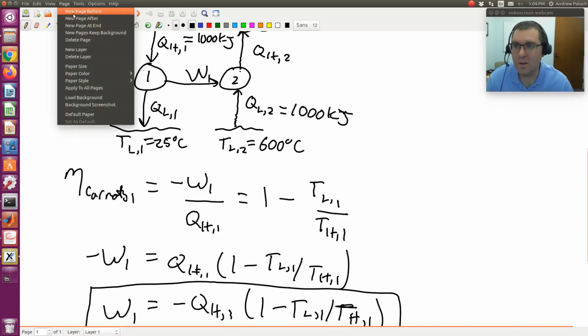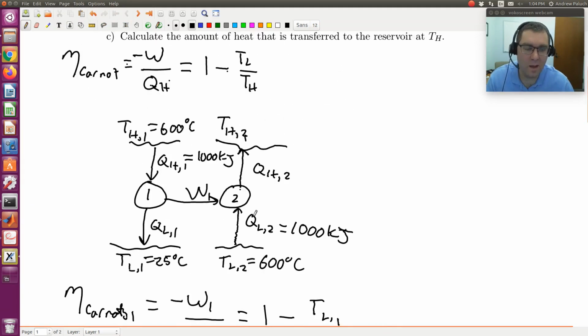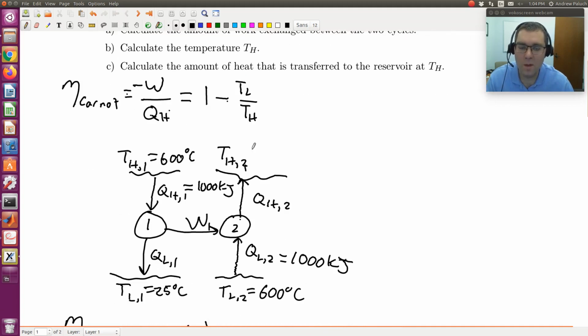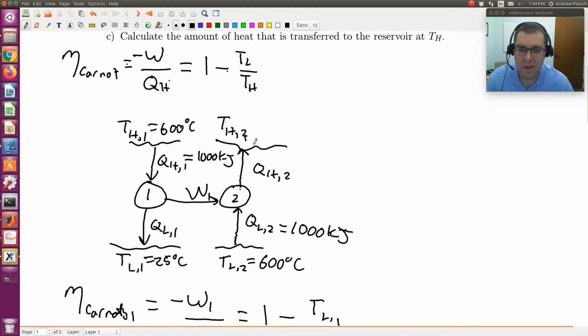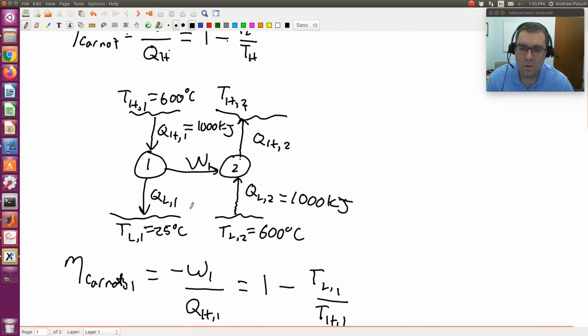Let's add a new page and keep going. I'll go to MATLAB momentarily and we can calculate that, but let's just take W1 as known. Then as I look at my second cycle, I need TH, and I also need QH, the heat being rejected, along with TH2. And just for completeness, let me compute QL1, because we'll apply the same principle here.